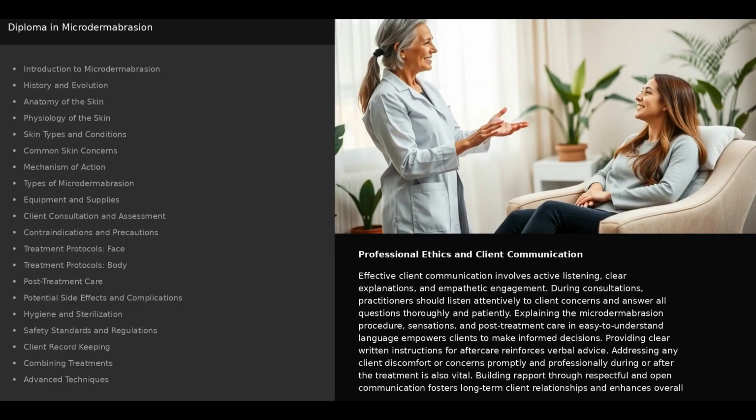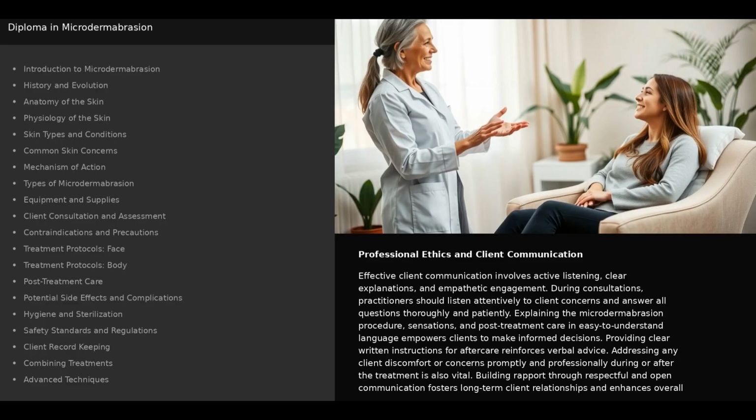Effective client communication involves active listening, clear explanations, and empathetic engagement. During consultations, practitioners should listen attentively to client concerns and answer all questions thoroughly and patiently. Explaining the microdermabrasion procedure, sensations, and post-treatment care in easy-to-understand language empowers clients to make informed decisions.